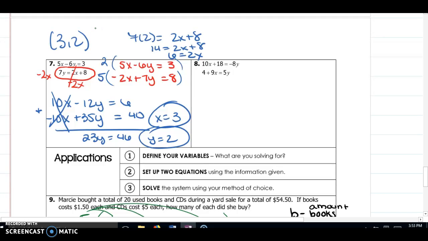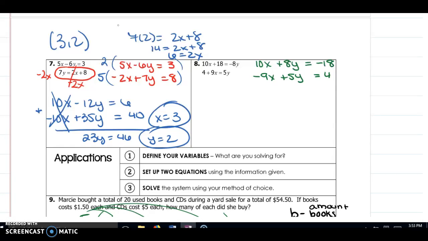Okay, for number 8, again, both of these are not in standard form. So to get the x's and y's on the same side, I'm going to add 8y to both sides and also move 18 over to the right side to get negative 18. In this one, I can just move the x term over and get negative 9x plus 5y. And as with the other one and other ones still in class, they don't really eliminate easily.